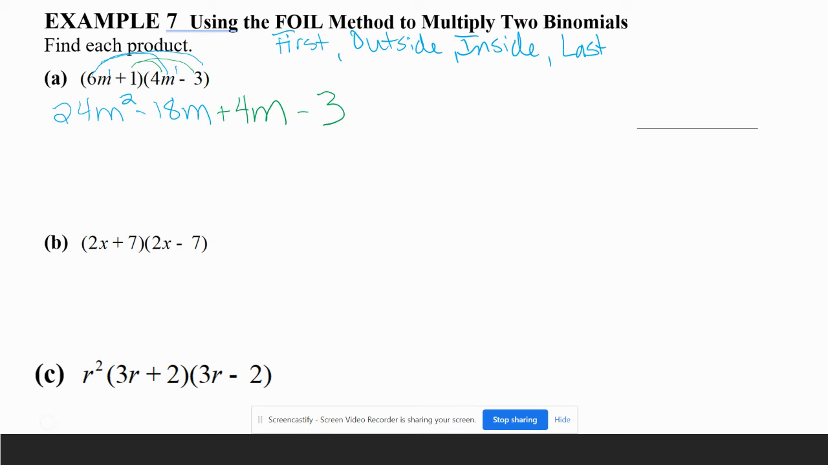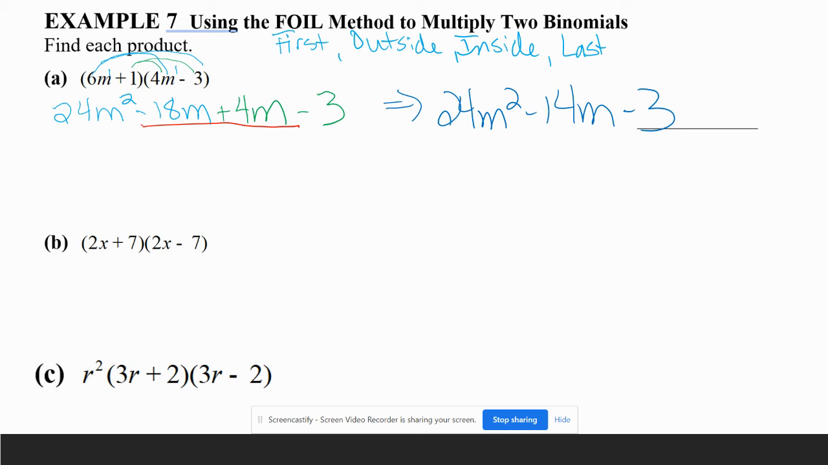Our like terms are going to be on the inside next to each other. So we don't really have to do a whole lot of searching with that, which makes our final answer 24m squared. Negative 18 plus 4 is negative 14m minus 3.